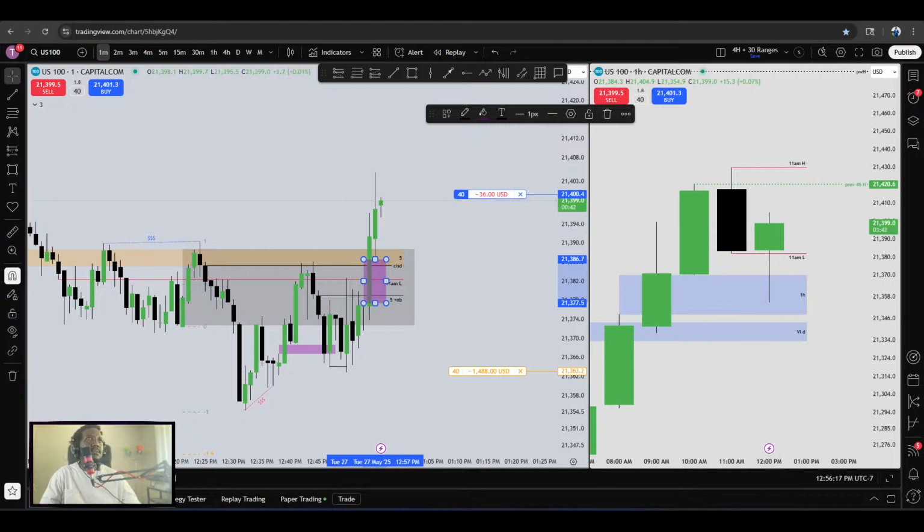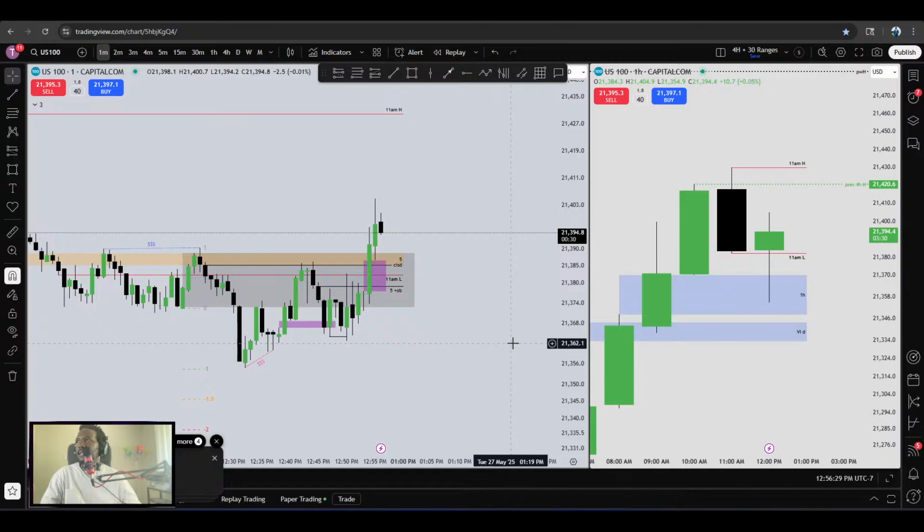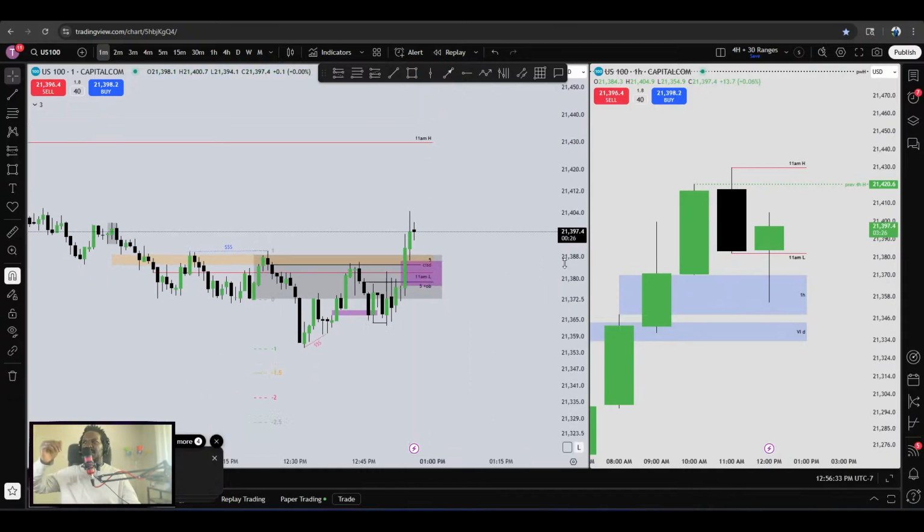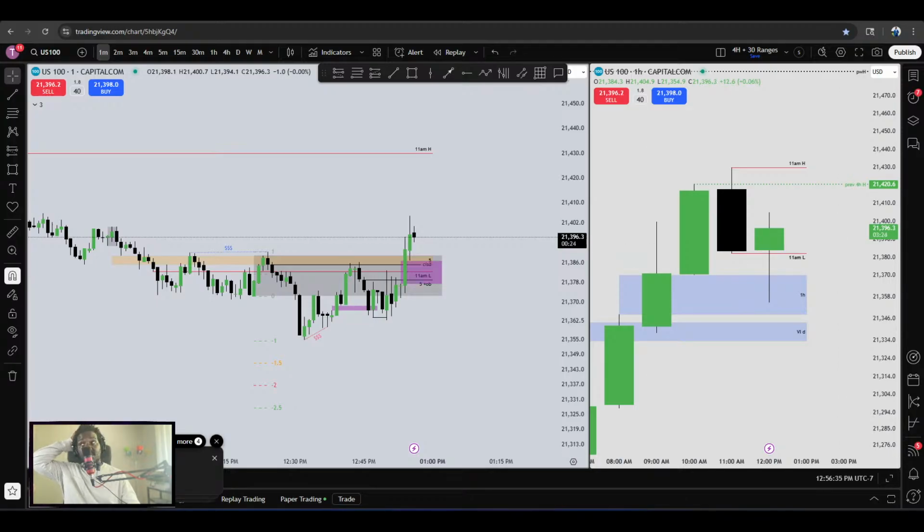Oh, does he want to go up? The return is not gonna be so good. Okay, I'm out. I don't like it. So let me see at the touch of this fair value gap. If he wants to keep going up, that's okay. I don't like that setup. Okay. Most probably it's gonna go up.